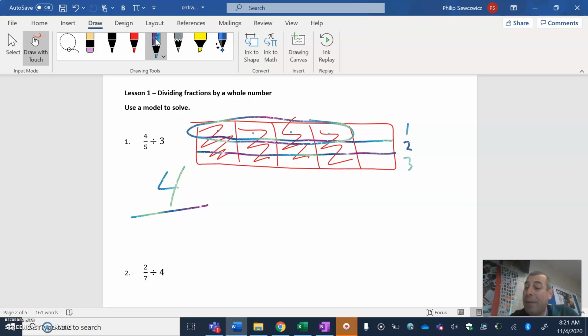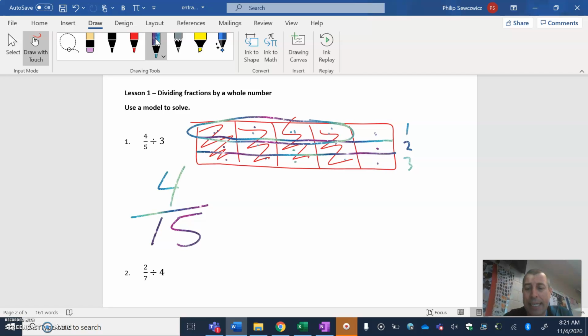But how many boxes were there altogether? 1, 2, 3, 4, 5, 6, 7, 8, 9, 10, 11, 12, 13, 14, 15. Yes, we do use all of them. So it's 4/15. Now, let's think about this. The reason we like to see this is because we want to make sure we understand that when we're dividing, we're taking something and putting it in smaller groups.